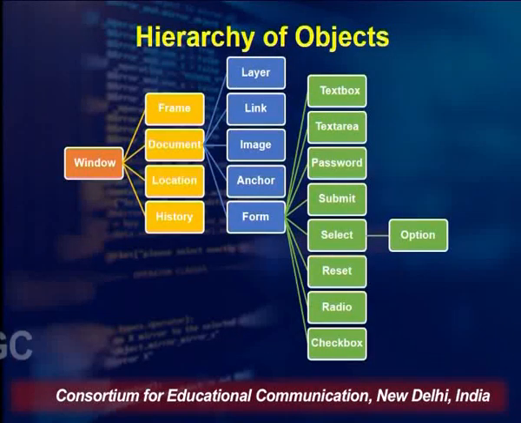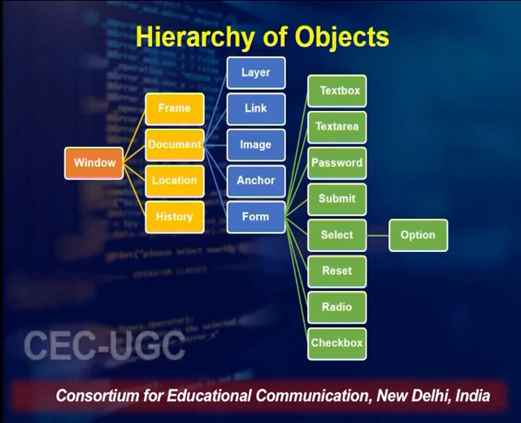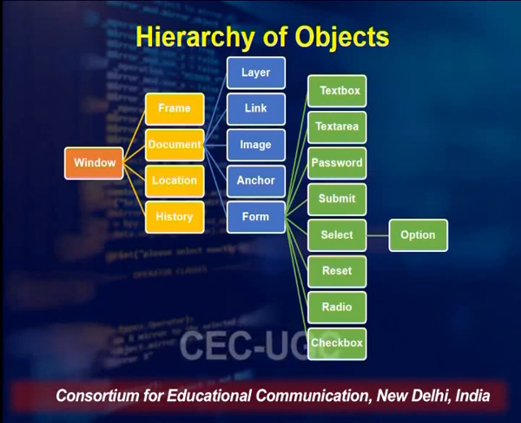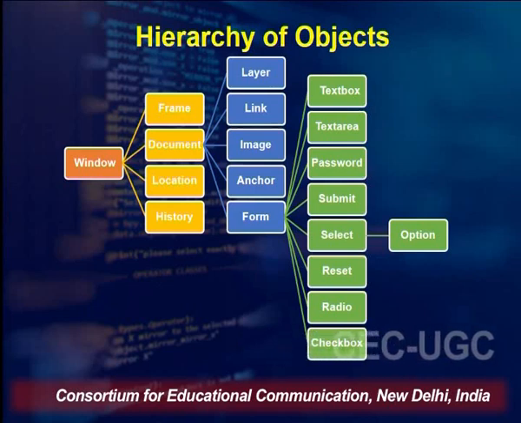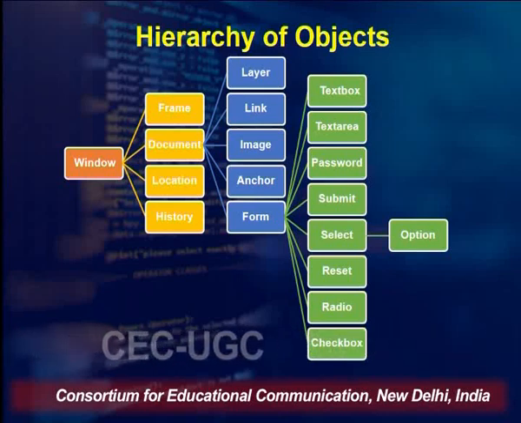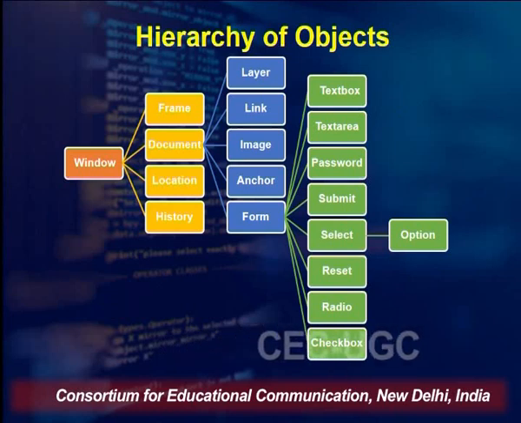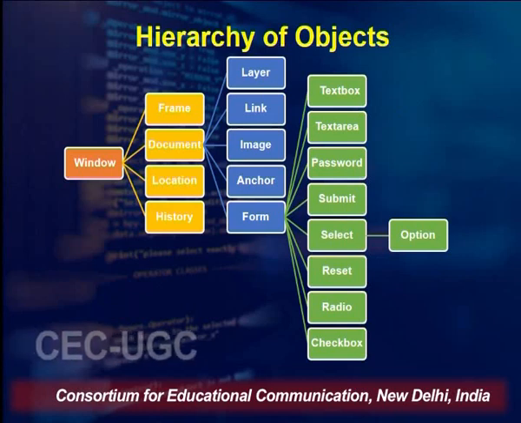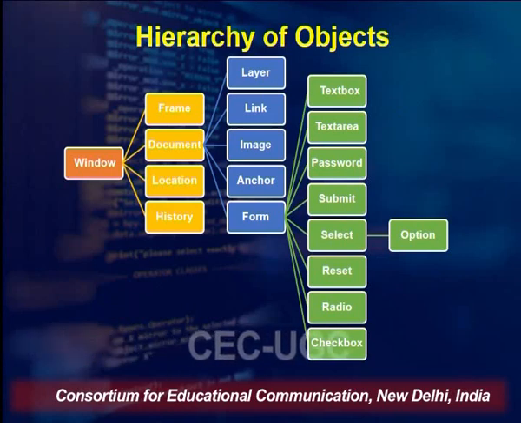This shows us the hierarchy of different objects. We can see that the window object is at the top of the hierarchy. Within the window object there can be multiple objects like the frame, document, location and history. Then the document object can further have different objects like layer, link, image, anchor and form, all the different HTML objects which we see.